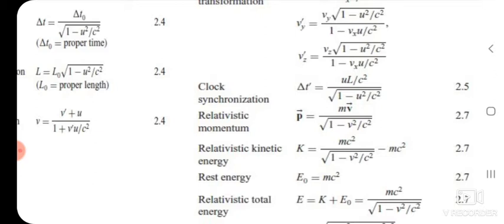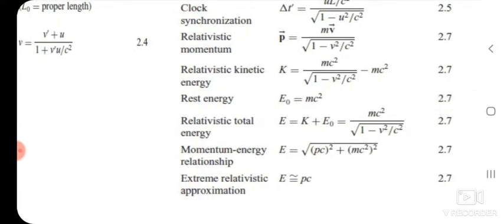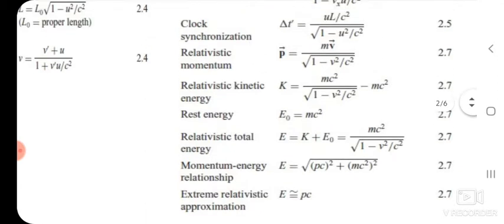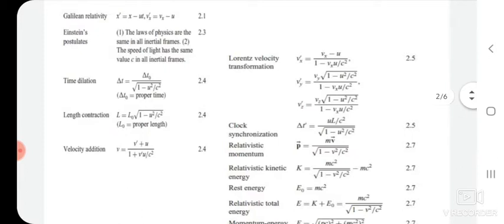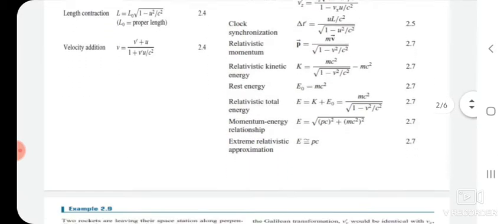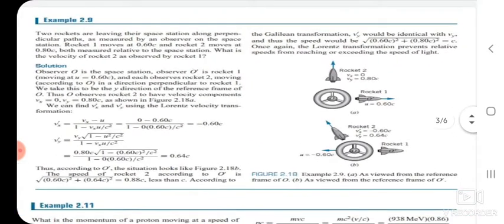Relativistic total energy E is equal to K plus E naught, which is equal to mc square by square root of 1 minus v square by c square. Momentum energy relation is E equal to square root of (pc) square plus (mc square) whole square. Our extreme relativistic approximation is E nearly equal to p into c. These are the formulas. By using all these formulas, we are going to solve the numerical problems. We will solve one by one.